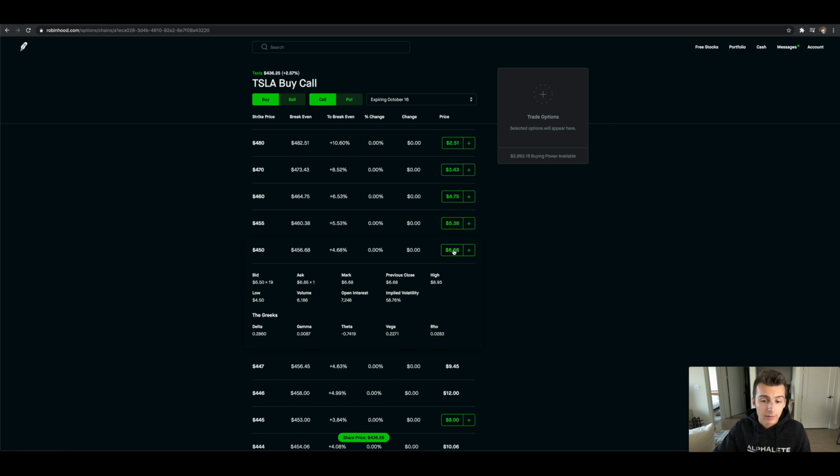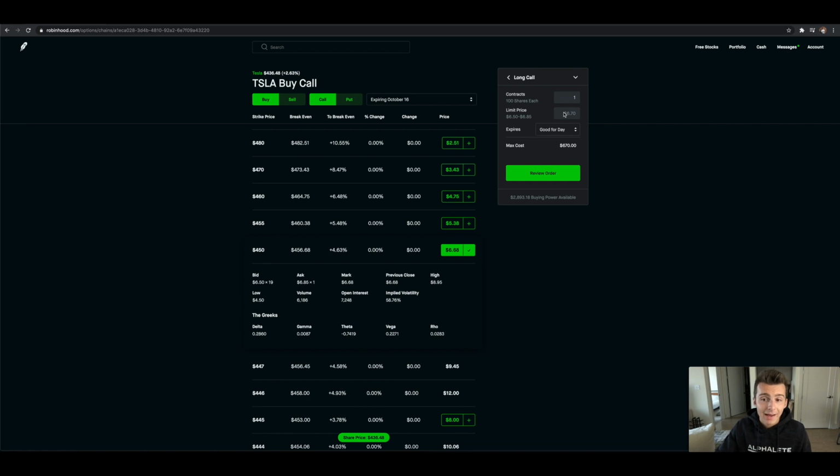What I'm going to do is click on the price right here. I'm going to have Robinhood pop this up, and say I'm going to go long a call, which means I'm buying a call, and it is a 450 at 668. As of right now, we'll be able to put in our amount of contracts. So we put in one contract right here.